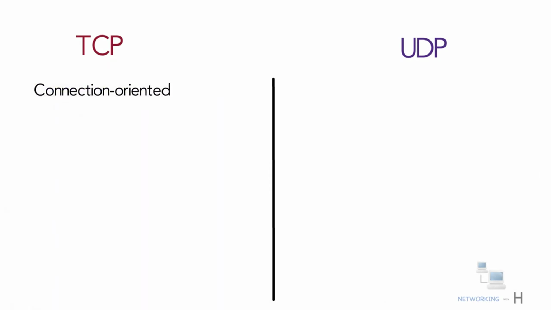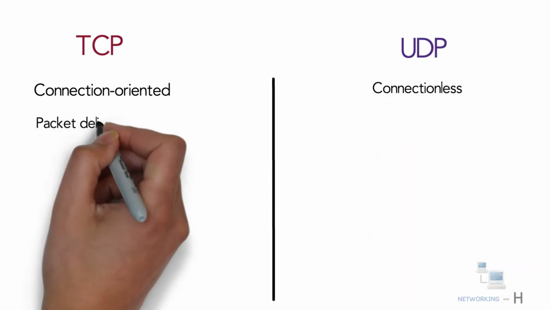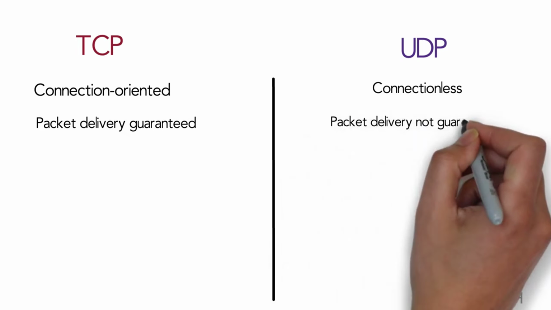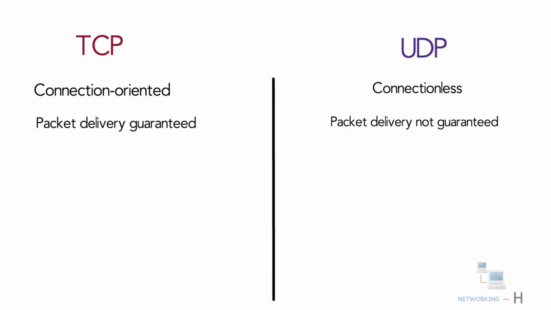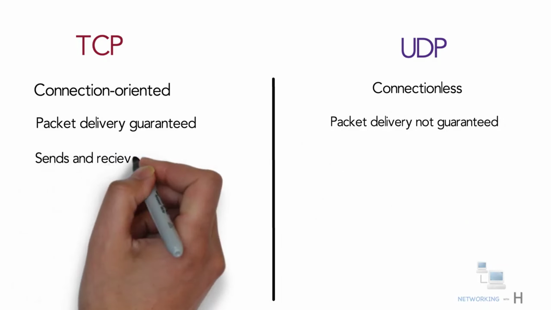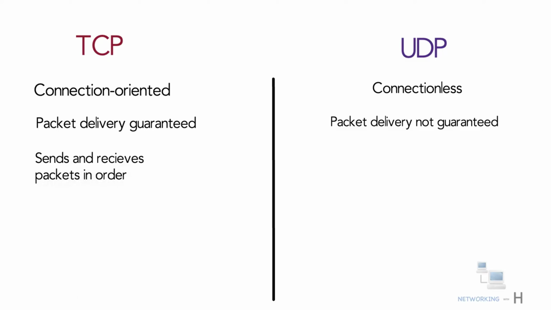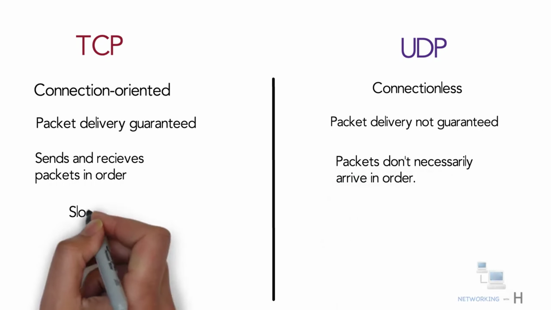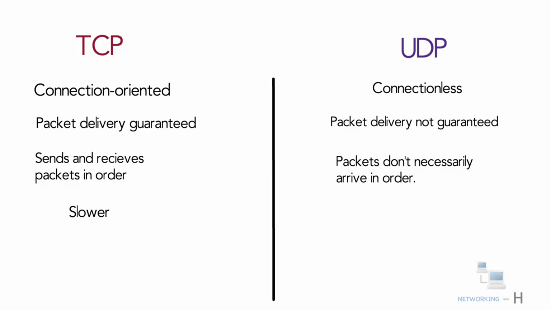Let's have a brief comparison between TCP and UDP. TCP is a connection-oriented protocol, whereas UDP is a connectionless protocol. TCP guarantees that no packets are missing and all the data sent makes it to the intended recipient. UDP allows missing packets. The sender is unable to know whether the packet has been received. TCP sends packets in order, so they can be stitched back together easily. UDP packets don't necessarily arrive in order. TCP is slower and requires more resources. UDP is faster and needs fewer resources.